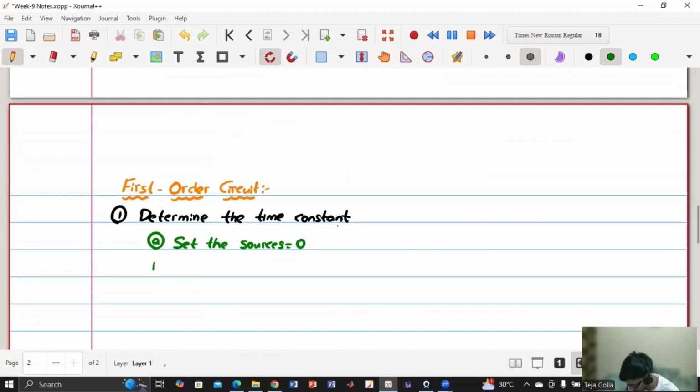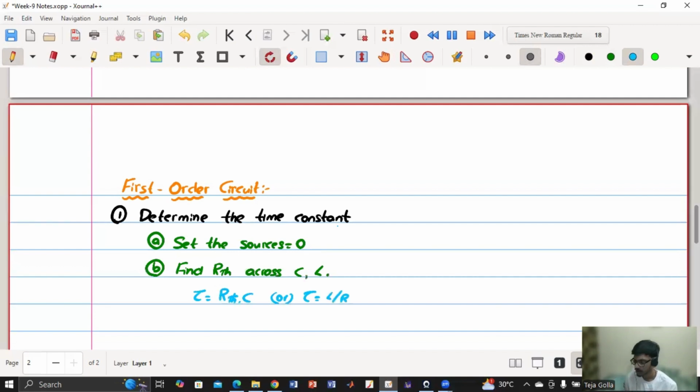Okay, then find RTH across C or L. Then we'll get the time constant tau, which is R Thevenin into C, or L by R. Right? So we are basically finding the Thevenin resistance across those elements.